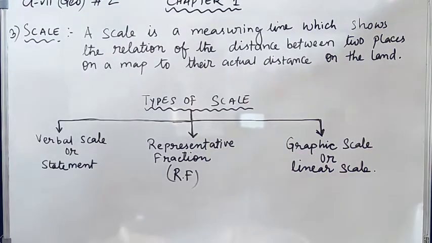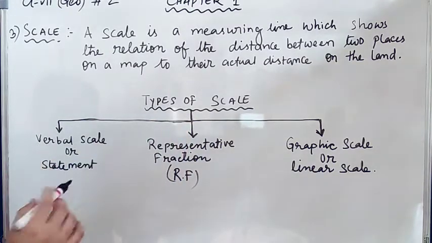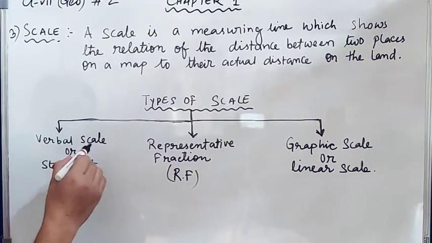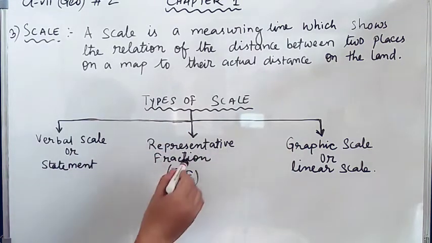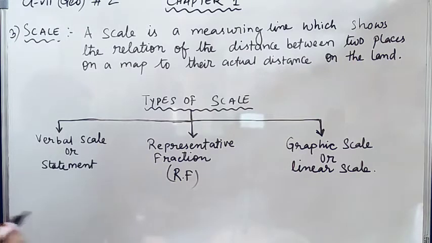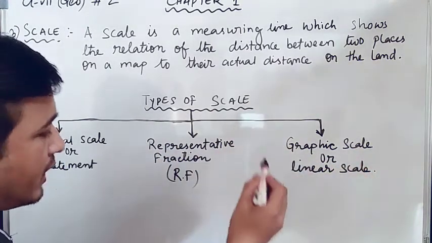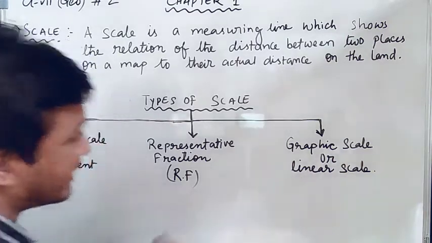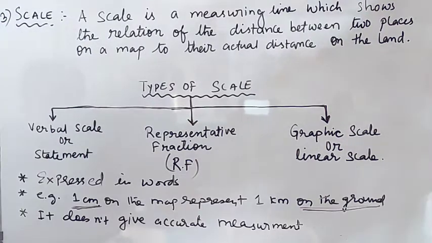Now let us see types of scale. So scale is divided into 3 types. First we have verbal scale, which is also called statement. Second we have representative fraction, in short we say RF. Then the third one we have is graphical scale, which is also called linear scale. So these are the 3 types of scale we have. Now let us discuss all these scales one by one.